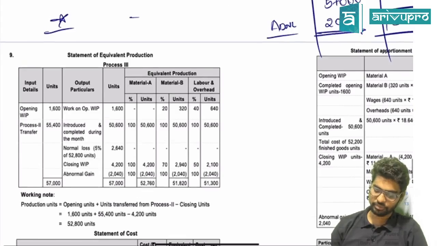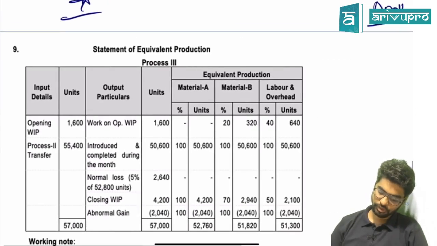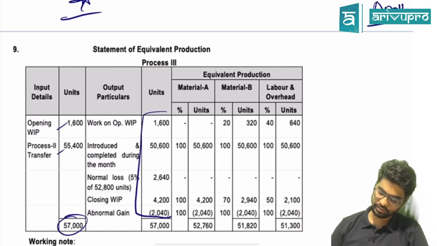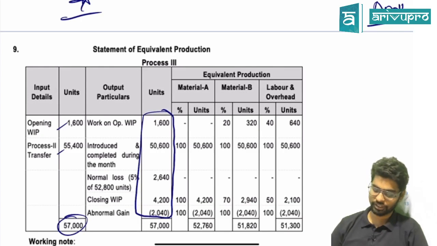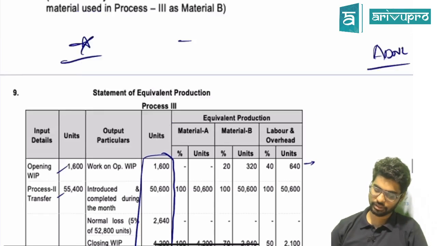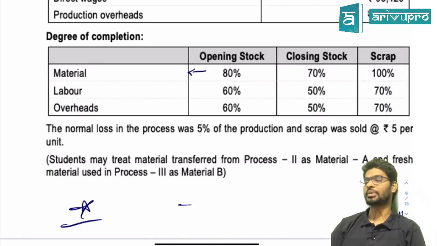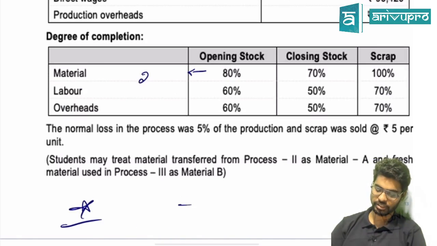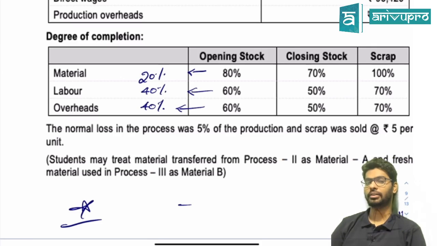Now see the statement of equivalent production. My opening WIP in this is fine. The number of units, I did this calculation. Now I'll go one by one straight away. My opening WIP here, material 100 out of 100%, last year 80% was completed. So this year how much are you going to be completing? 20%. Are you clear?